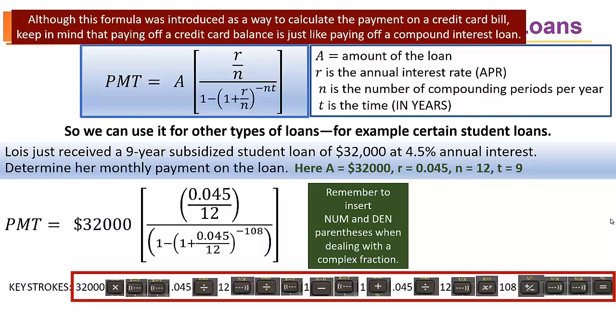And then once you get to the bottom, you've got a paren, and then 1 minus, and then you've got another paren. These are both left parens. And then you've got 1 plus 0.045 divided by 12. Then you hit a right paren. Now you're where you need to put in the exponent of negative 108. So you have to type in the exponent symbol, and then you have to type in a positive 108 and put plus or minus to make it negative. And once you do that, you've got a right paren, and then you hit that final bracket, which is another right paren.